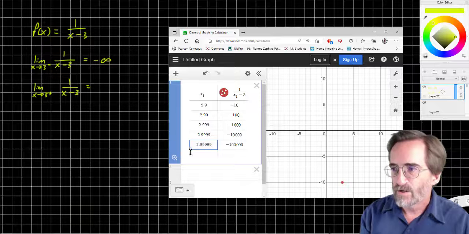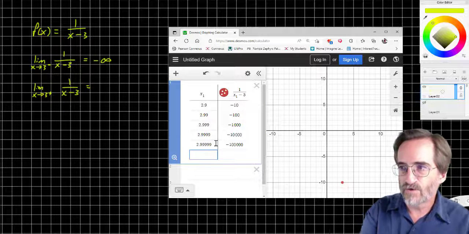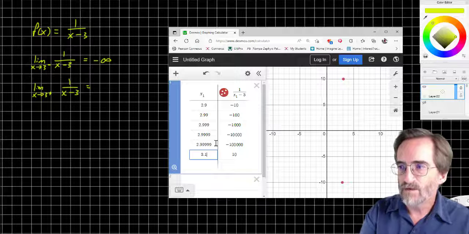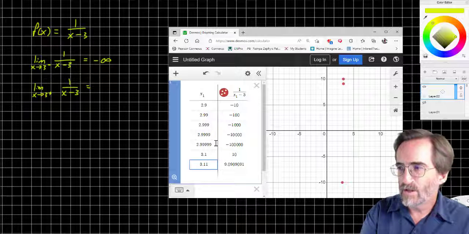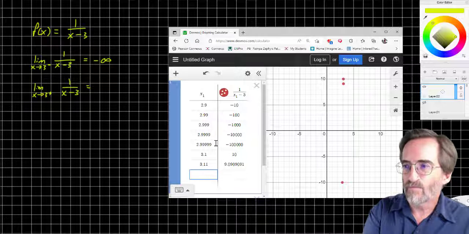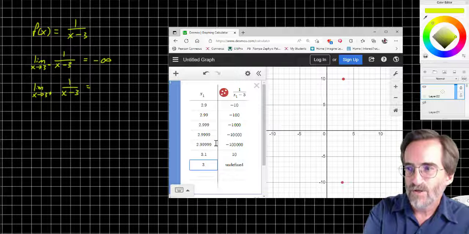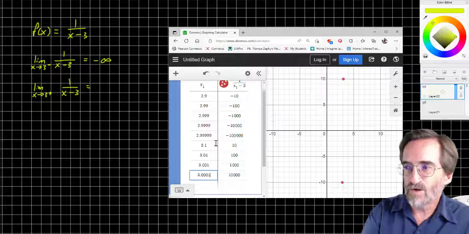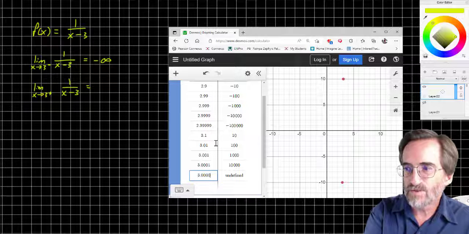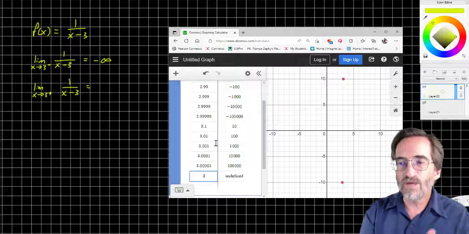So here we go. Let's just start down here. 3.1, 10. Then 3.01, 3.001, 3.0001, 3.00001. By the way, if I put in 3, I get undefined.